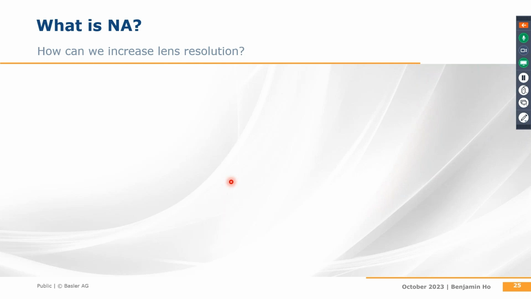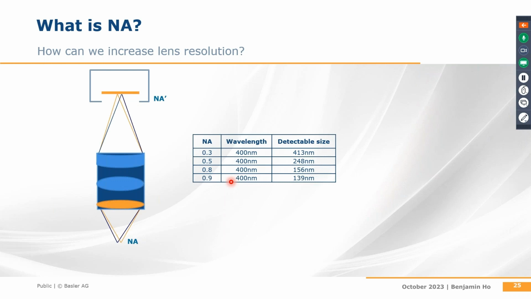How can we increase the lens resolution? The table in the middle shows that the size of the finest detail that can be resolved is proportional to lambda over 2 NA, where lambda is the wavelength of the light. The resolution increases when the NA increases. But the best way to increase resolution is not simply to increase magnification and sacrifice NA prime. Rather, increase the lens aperture to simultaneously enhance both NA and NA prime.